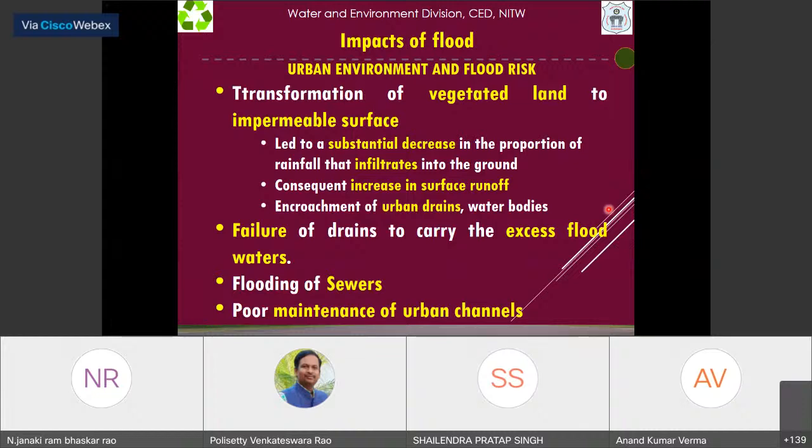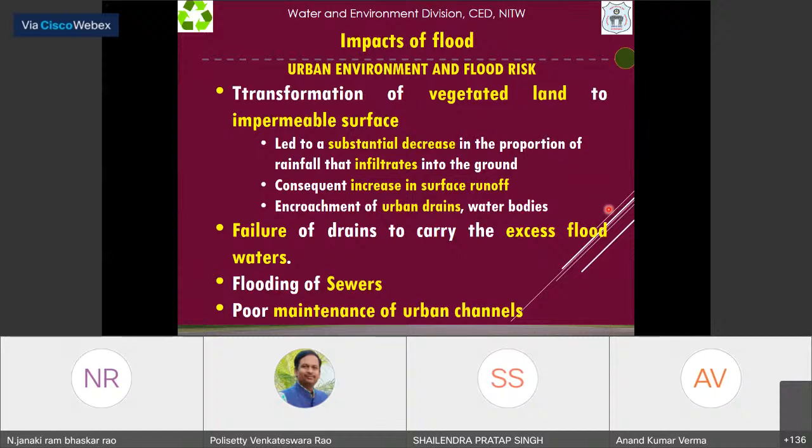In addition to that, because of more encroachment of urban drains, as I mentioned earlier, why do people encroach urban drains? Because they are easily encroachable. These are not properly marked in the surveys, and there is enough corruption. In the absence of any strict regulation, these things are happening.